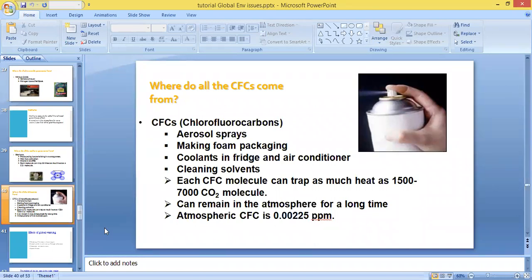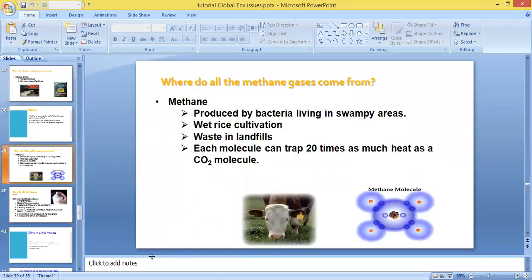It can remain in the atmosphere for a long time. Atmospheric CFC is 0.00225 parts per million. So just have a quick note of both of these. Where do they come from?